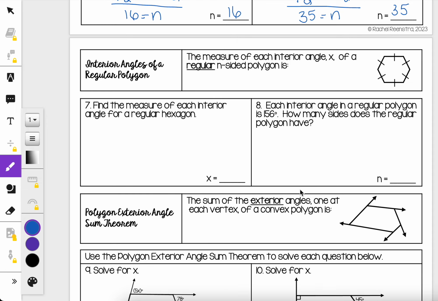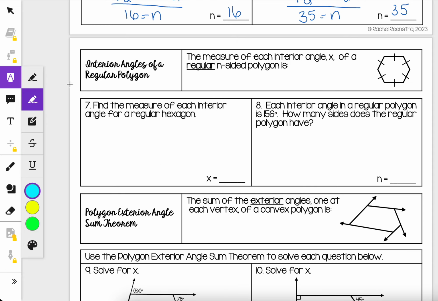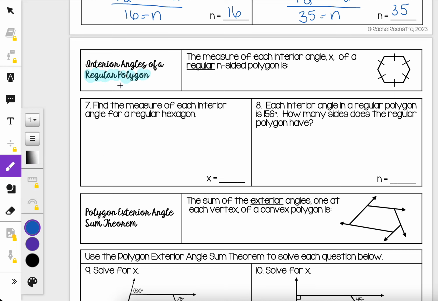Now, if we have a regular polygon, remember a regular polygon means that all of the sides and angle measures are the same. So we can say all sides and angles are congruent. If I wanted to find the measure of each angle x, in this hexagon here, each of these angles is going to be congruent, and we can say that's x degrees.